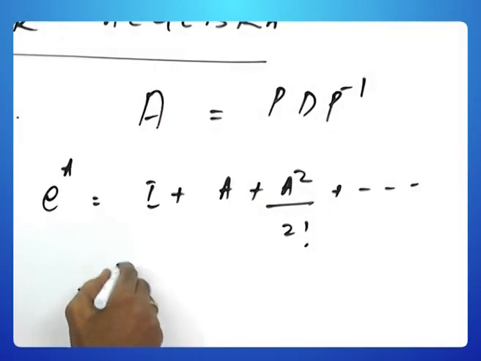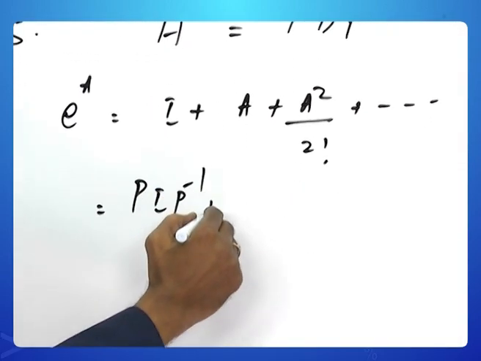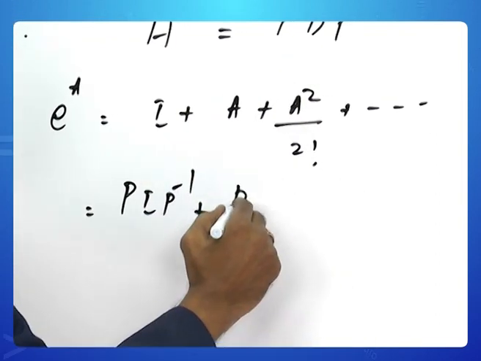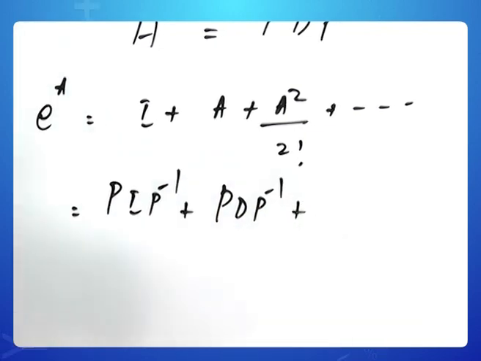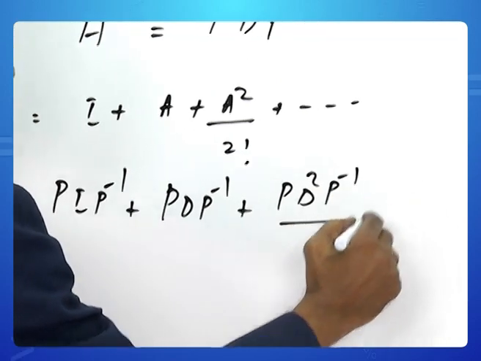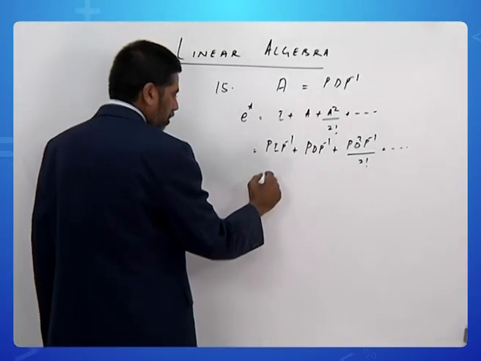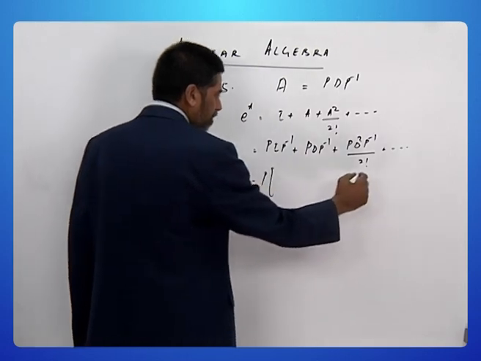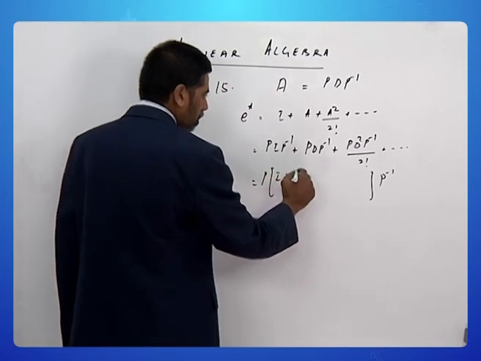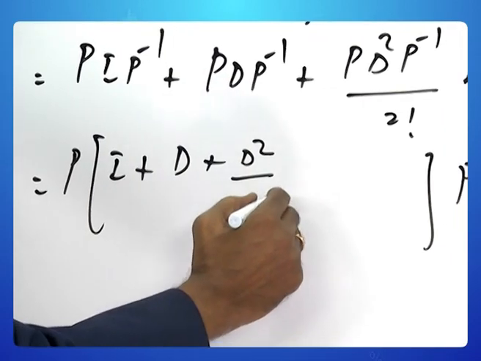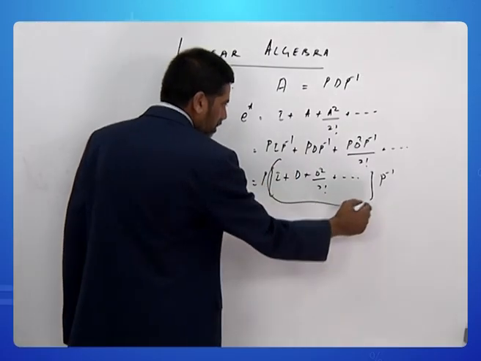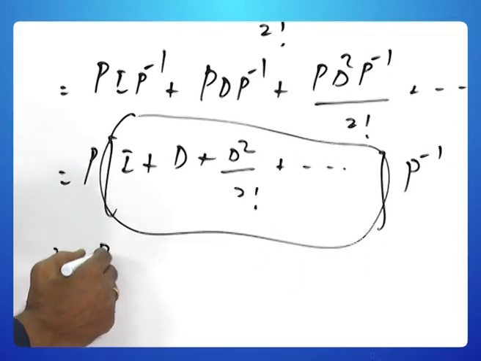And I can be written as PIP inverse, because this will lead to I only. A can be replaced by PDP inverse. A square from here will be PD square P inverse by 2 factorial and so on. If you take P common on the left and P inverse common on the right, you will get I plus D square by 2 factorial and so on. But one can easily recognize this is the expansion of e power D.